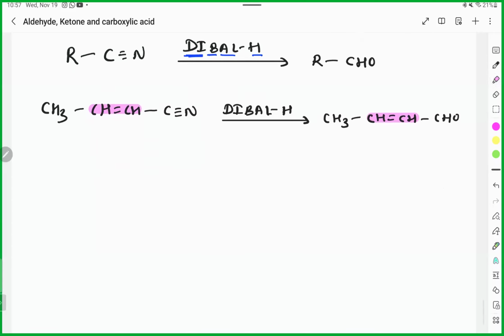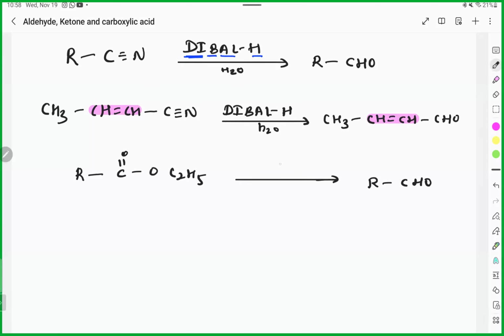And I have seen this question, and even in the beginning, when I just started teaching, I used to forget this part. If you have R, C double bond O, C2H5, Chinmay, what will be the product? And I have seen this question: RCHO, what will be the product? Sorry, what will be the reagent? I'm not sure, sir. DIBAL-H. Because the double bond. Yes.